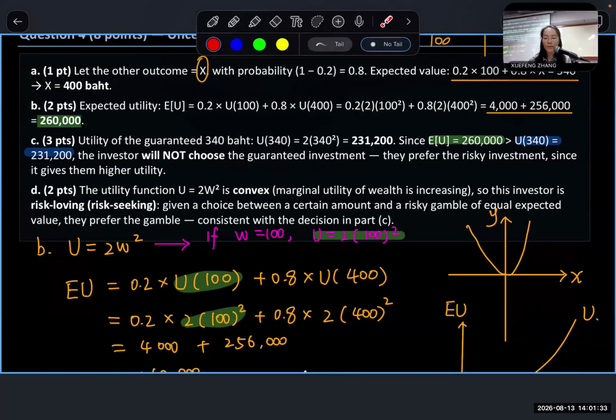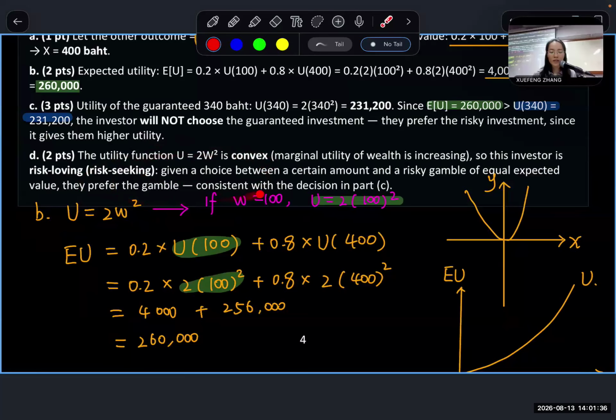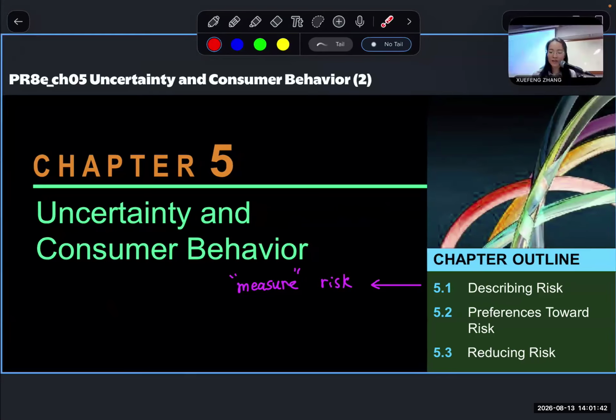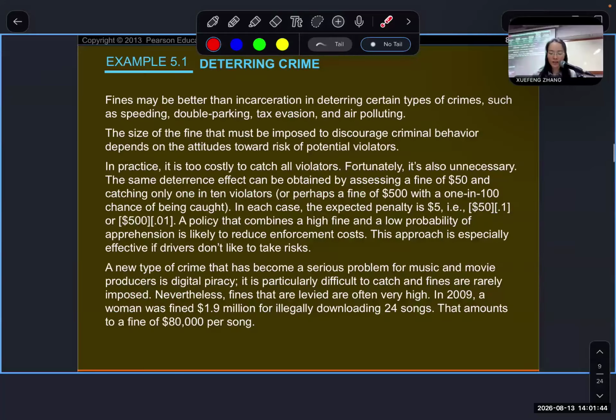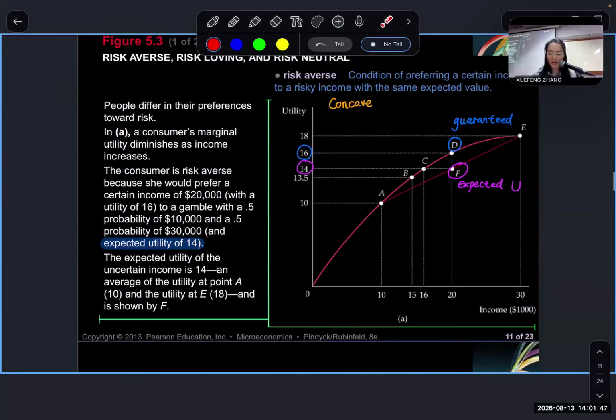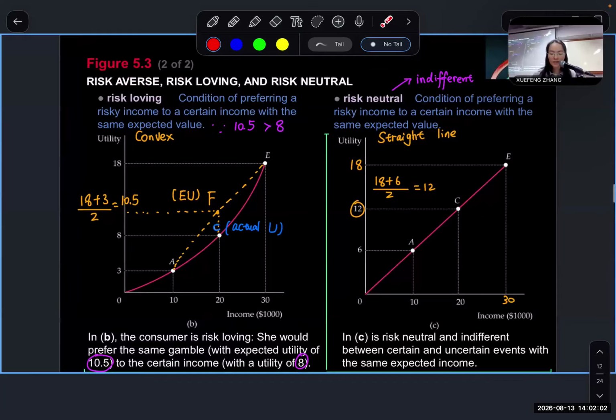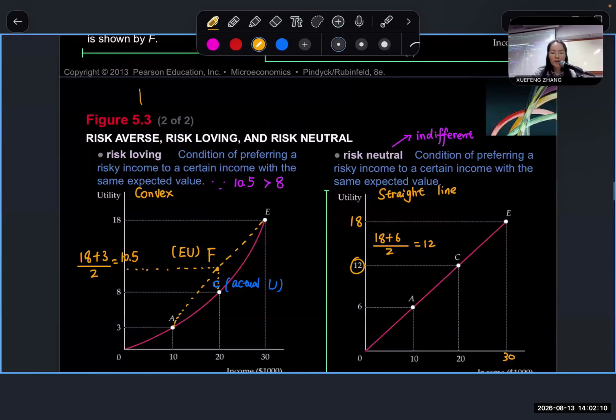All right, so now we know this investor is risk-loving. So let me show you chapter 5, right? Chapter 5. Risk-loving, what is their utility function look like? Okay, you see this one, risk-averse. I am risk-averse. This is concave. This one is concave. And this one, risk-loving. This one is convex, right? Just like that, the one that I showed you. Utility equal to 2W squared.